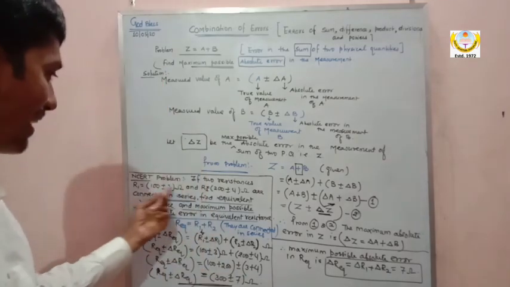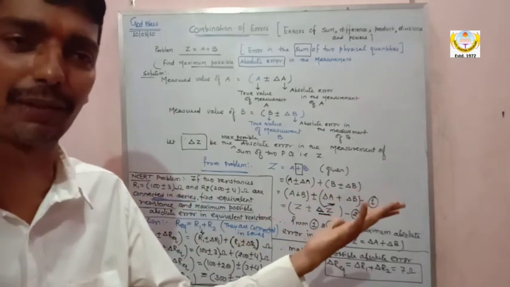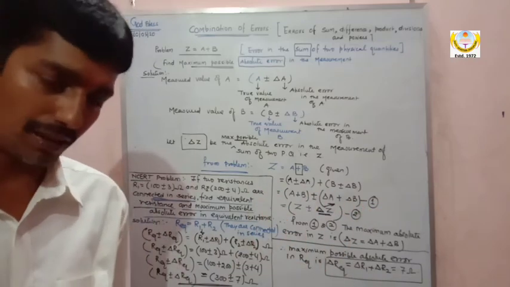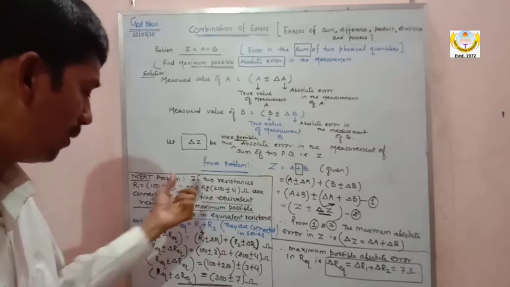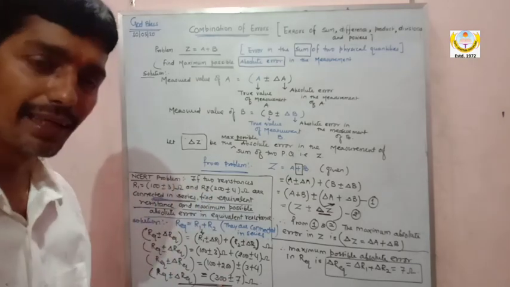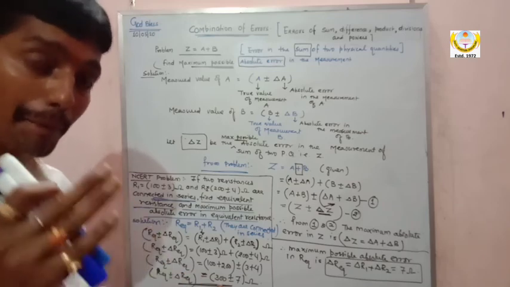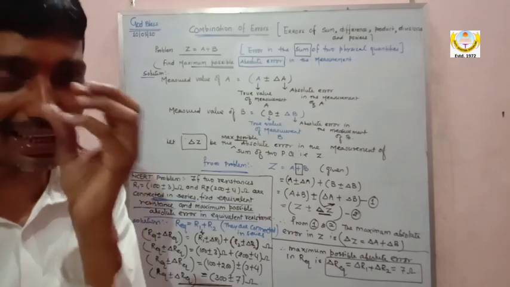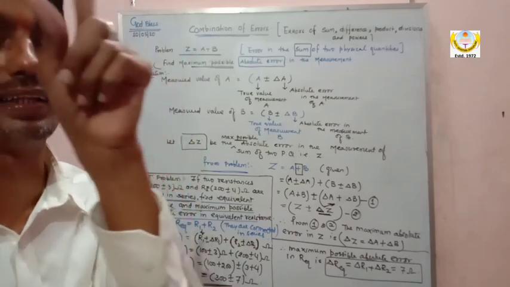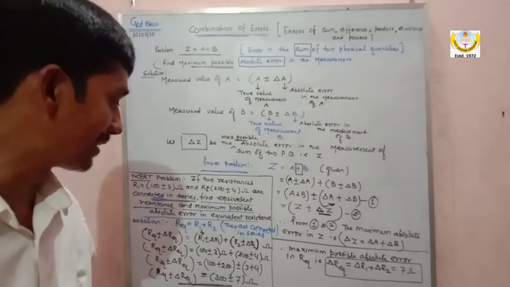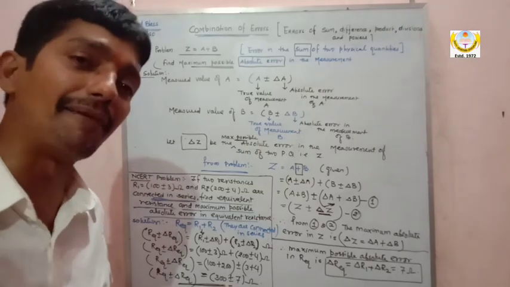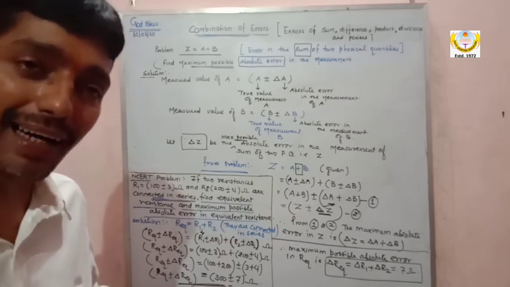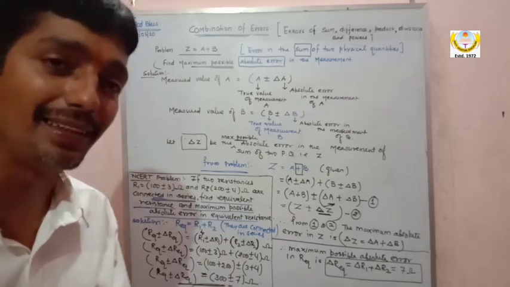So the right answer for R equivalent is 300, which we can get directly because the true values 100 and 200 are added. We know from class 10 that in series the resistances are added up. So 300 is the true value. But the maximum error in the measurement is 7. So one person is measuring the value as 307, and the other person measures the value of R equivalent as 293. I hope it is clear.